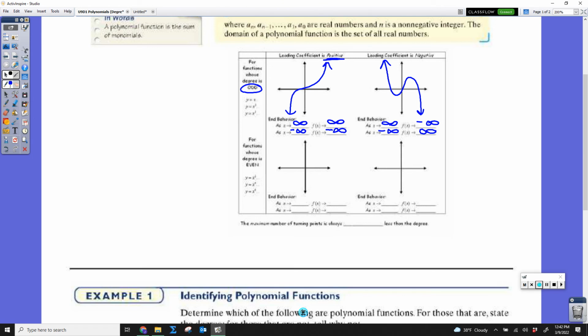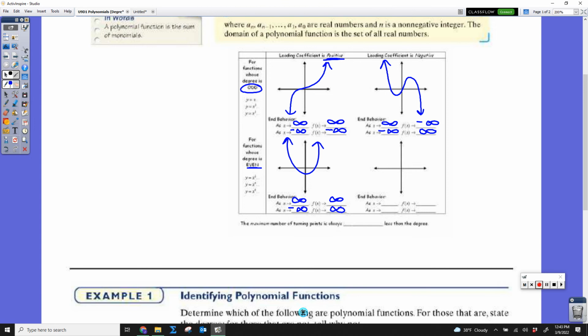How are we doing so far? Good? Okay, now, what if it's an even degree? What's it look like? Parabola. Yeah, that'll work. There's an example of an even degree with a positive leading coefficient. As x approaches infinity and negative infinity, they're both going to infinity. As we go to the left forever, it's going up forever. As we go to the right forever, it's going up forever.